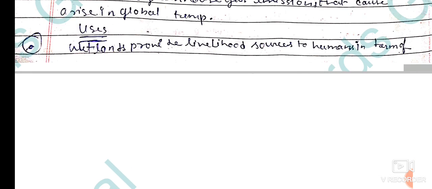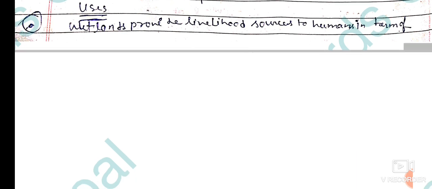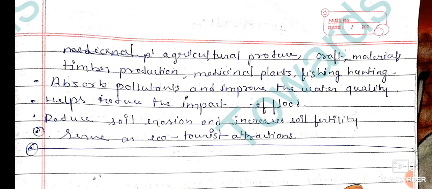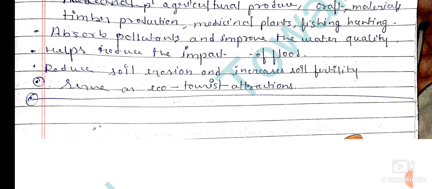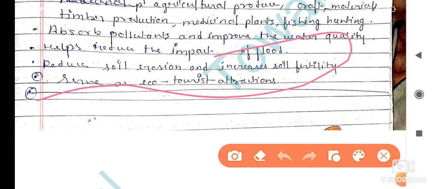So basically, the last one is uses. What are the uses? Wetlands provide livelihood sources to humans in the form of agricultural produce, craft materials, timber production, medicinal plants, and fishing and hunting. They absorb pollutants and improve water quality, help to reduce the impact of floods, reduce soil erosion and increase soil fertility, and serve as an eco-tourist attraction. So these are the uses of the ecosystem, sorry, of the wetland ecosystem, we can say.